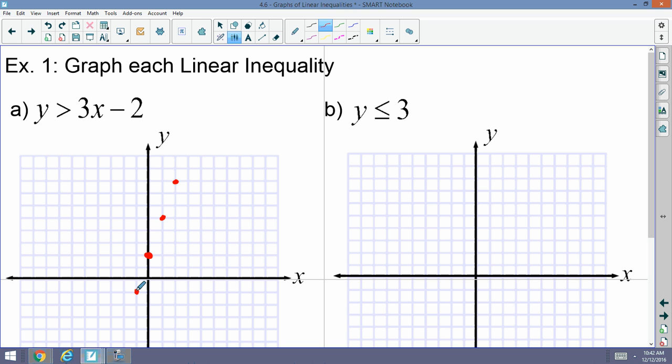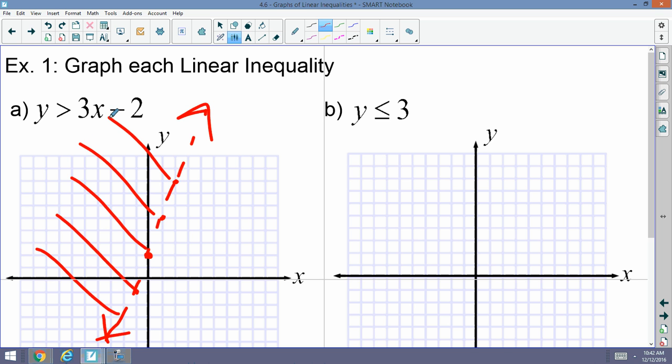Is this going to be a solid or a dashed line, my brothers? If it's greater than, it's going to be dashed. So you dash to the best of your ability. Now, the piece de resistance. Am I going to shade above or below this graph? It's greater than, right? It's my y-intercept, right? So I'm going to shade above it. Shade above the graph if it's greater. If it's greater than, you shade above.